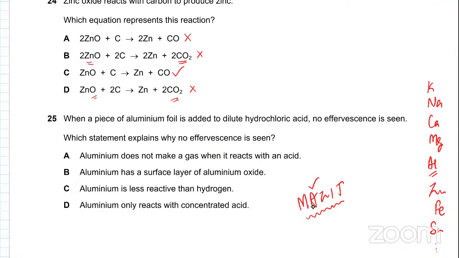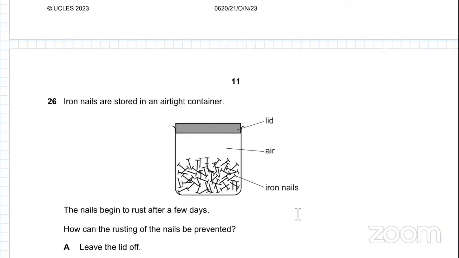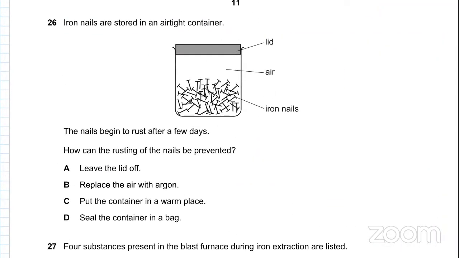Is it B? Yes, there's an oxide layer. There's a layer of oxide covering the aluminium. So initially it doesn't react, even with acids, okay? And after some time it will start reacting. Once this oxide layer is dissolved or scratched off, then it will react, okay?